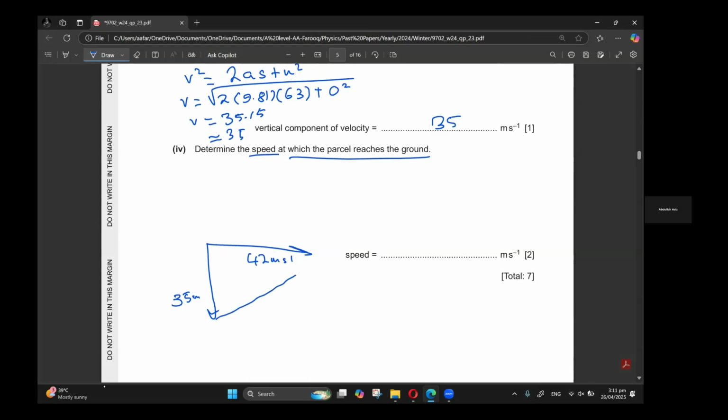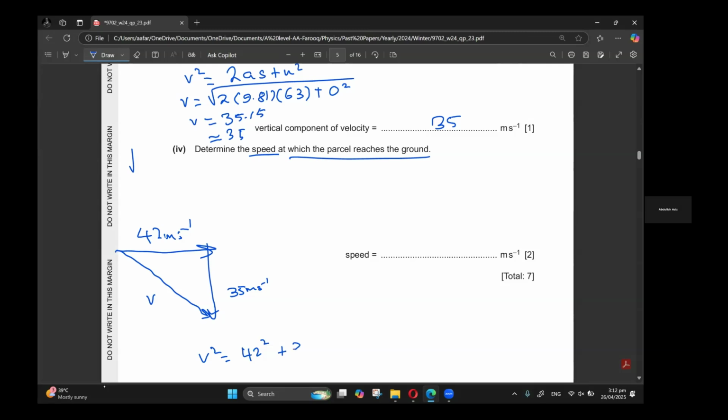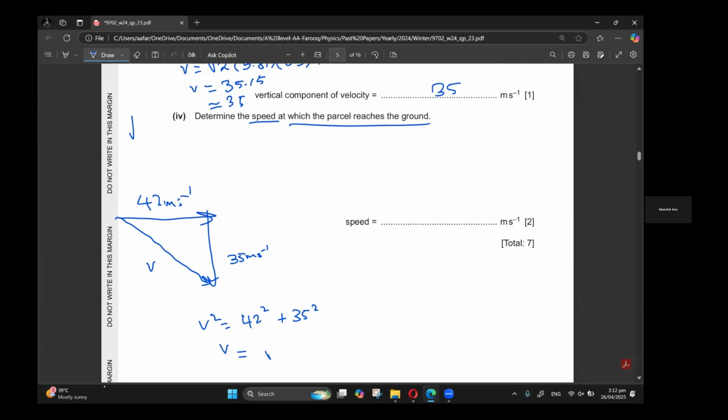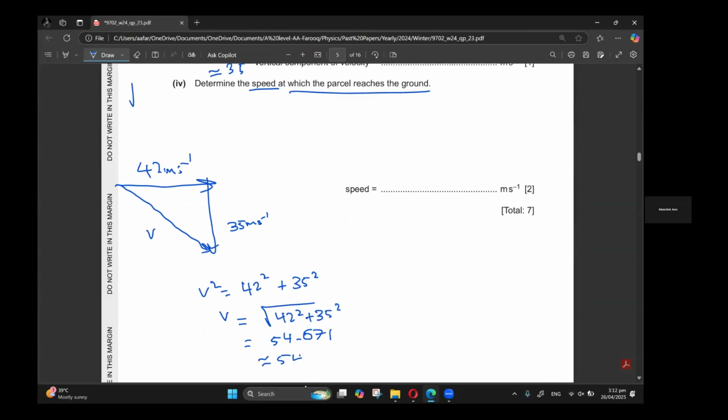So the speed is basically the resultant velocity of the two velocities. v square is equal to 42 square plus 35 square. v is equal to the square root of 42 square plus 35 square, and we get 54.671, approximately 55 meters per second.